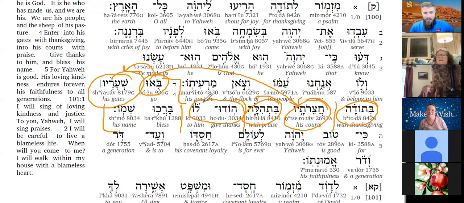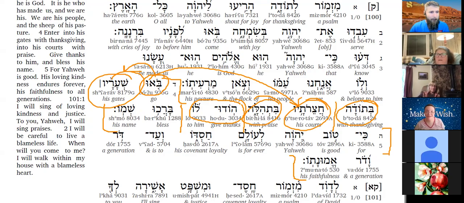And then lo and shmo are in parallel. Why? Because shmo is more than just his moniker. It's his identity, his authority, his reputation. So it's as if it is he himself. And all right, verse 5, last one of Psalm 100. Who wants to read next? Can I go? Yeah, absolutely.